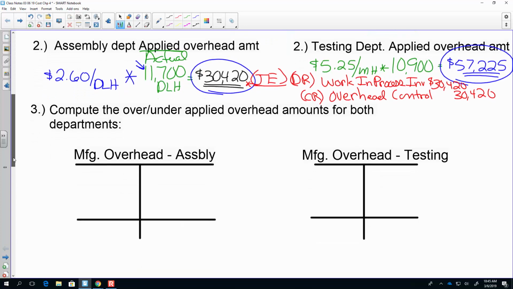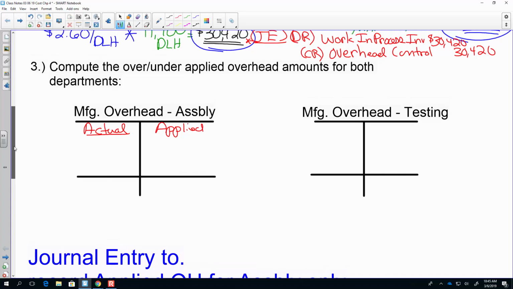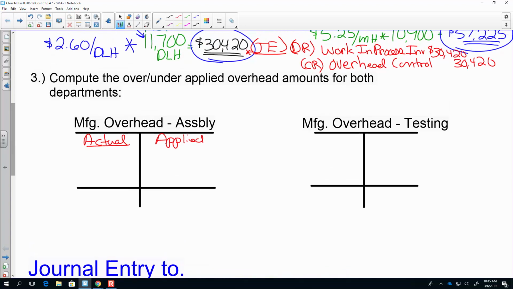So I have a T account for question 3. Where does the actual number go? On the left side or the right? The left, right? Yes. And on the right side is the applied amount, which we determined for the assembly was 30,420.